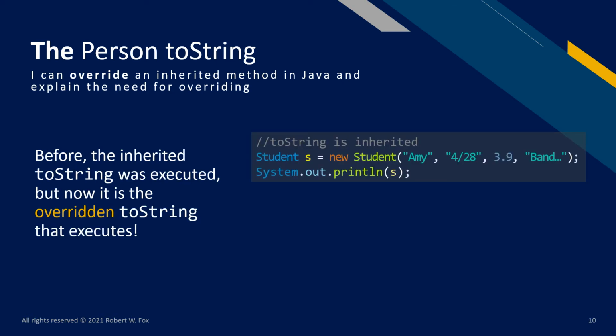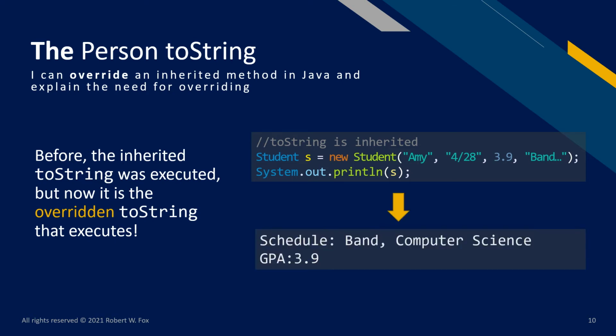Now we revisit the code we looked at previously, where we create a student object S and we print line that object. Now we know the toString method is going to be called, and before it called the toString method of the superclass because it was inherited. Now we've overridden it. We've created our own version of toString in the subclass, and the result is that that method gets called instead of the one in the superclass. And you can see it now displays the schedule and the GPA.